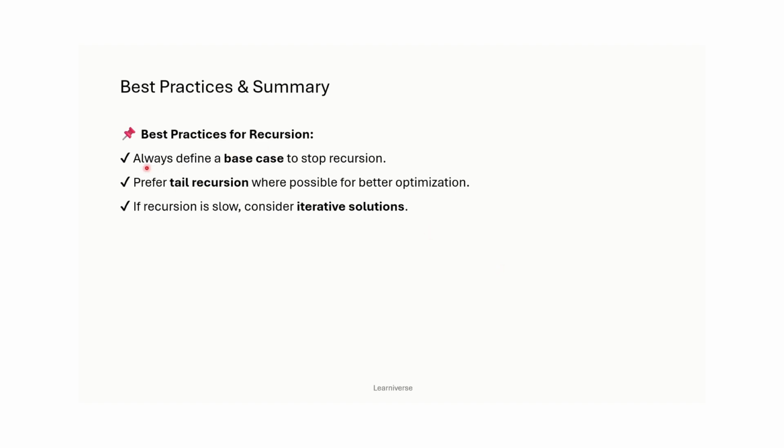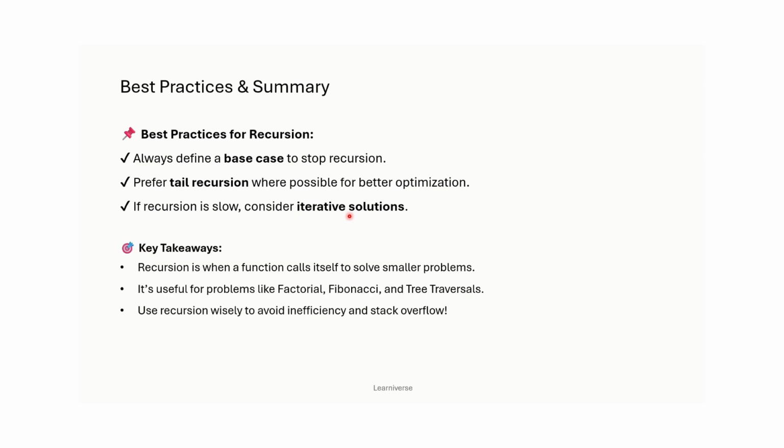Let's go through some best practices and summary. Always define a base condition to stop recursion. Prefer tail recursion wherever possible for better optimization. If recursion is slow, consider iterative solutions. Don't go for recursion in such cases. These are some key takeaways. Recursion is when a function calls itself to solve smaller problems, and it is mainly useful for problems like factorial and tree traversals. So these are some of the examples. And use recursion wisely to avoid inefficiency and stack overflow.